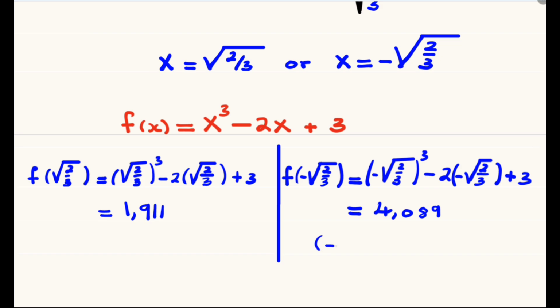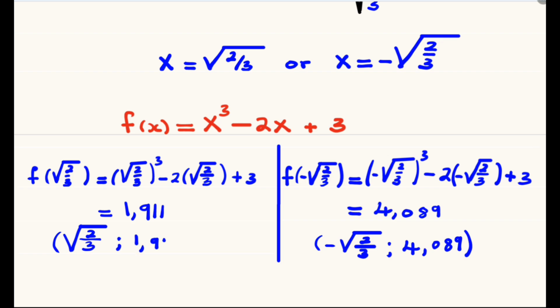When our x is equal to negative the square root of 2 divided by 3, the y value is 4,089. When the x value is equal to positive the square root of 2 divided by 3, the corresponding y value is 1,911. And these will be the turning points of our cubic.